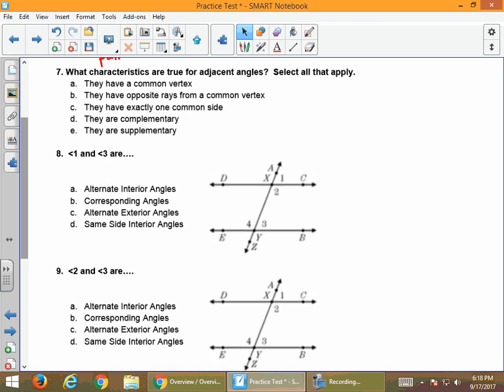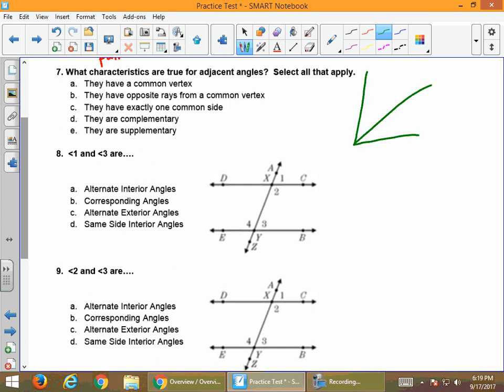Number 7, what characteristics are true for adjacent angles? So select all that apply. Adjacent angles are just two angles that are side by side. Maybe you have A, B, C. So do they have a common vertex? Yes, they do. They have opposite rays from a common vertex?